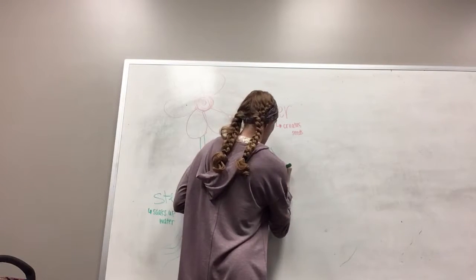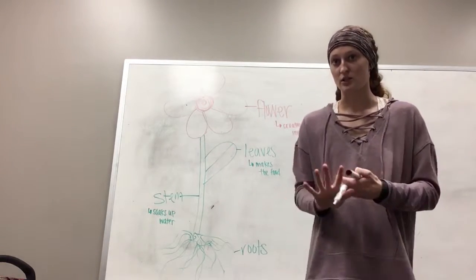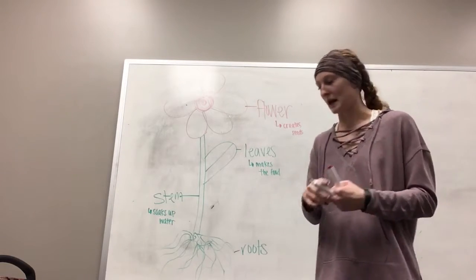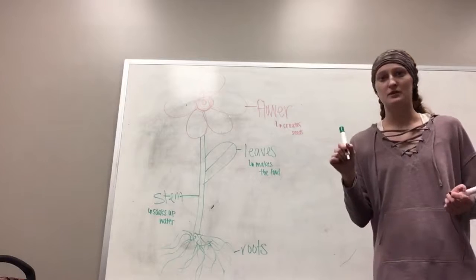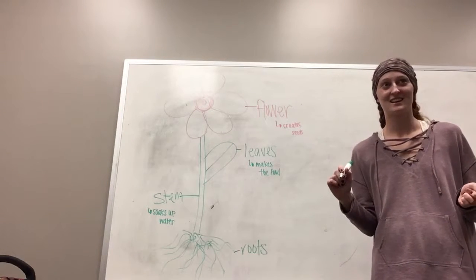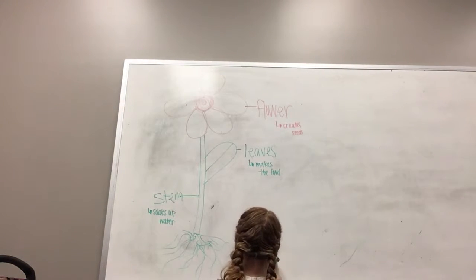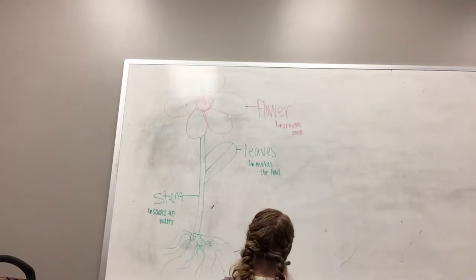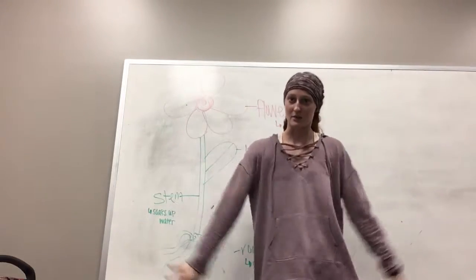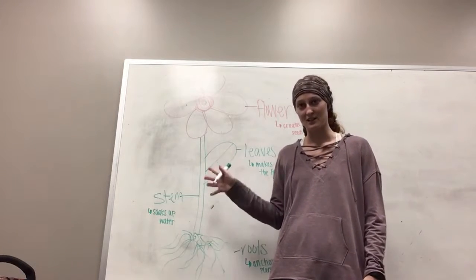So, unlike animals, plants make their own food. That's how they get their nutrients. So the leaves are actually what makes the food. Instead of eating food, they make it. Okay, last but not least, we have the roots. Who remembers the job of the roots? Yeah. It's like an anchor. Like an anchor. Perfect. So, we have our legs. They keep us rooted to the ground. The roots keep the plant rooted to the ground. Does that make sense to everyone?